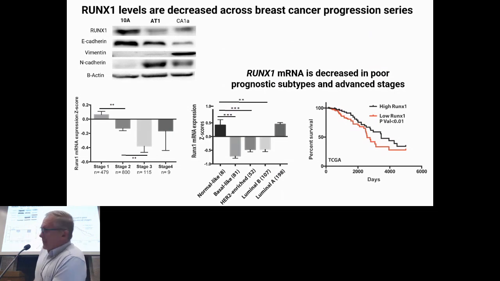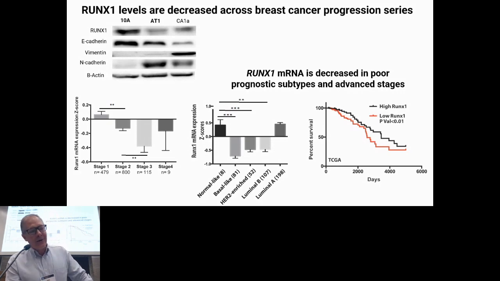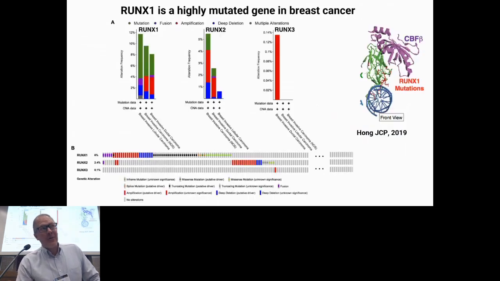In these cell lines, RUNX1 protein expression is high in 10A and goes down in AT1. This data is reflective of a concomitant change in epithelial to mesenchymal transition.